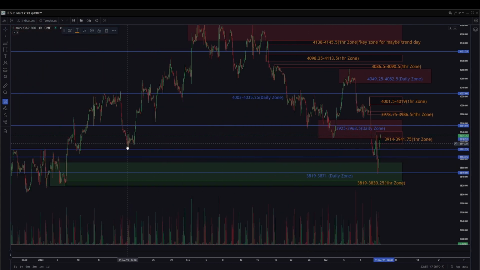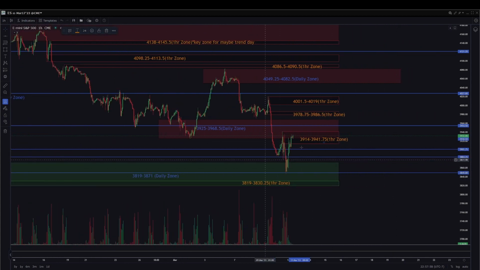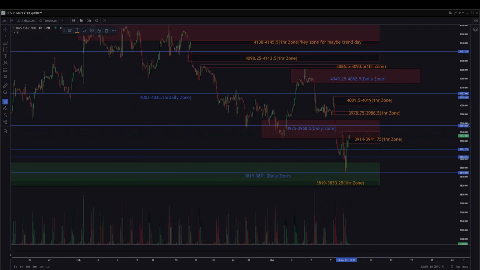I could have done one right here, but as you can see, Friday's session kind of just broke it right through. So I'm going to stay cautious and not really trust any of the zones in between these two daily zones. These ones I do trust. So if we do break off, I do want to be watching these zones, see how we react up at these levels. And that is for ES.